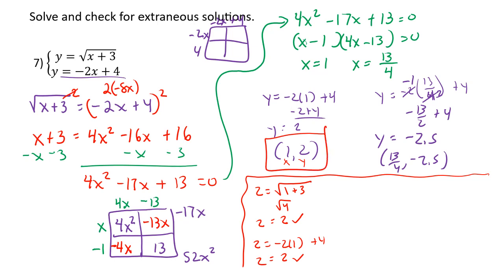Checking our next one, our y is negative 2.5 equals the square root of 13 over 4 plus 3. Now 13 over 4 plus 3 is going to give me a positive number. When I square root, it's still a positive number, so it's never going to equal a negative 2.5. So just as a reminder, 13 divided by 4 plus 3 is the square root of 6.25. And the square root of 6.25 is positive 2.5, which is not equal to negative 2.5. So that one is our extraneous.